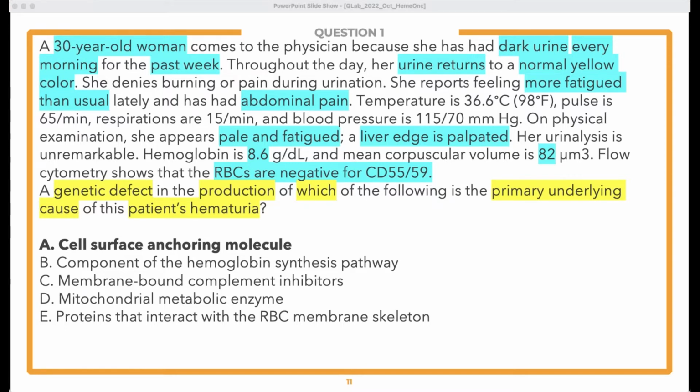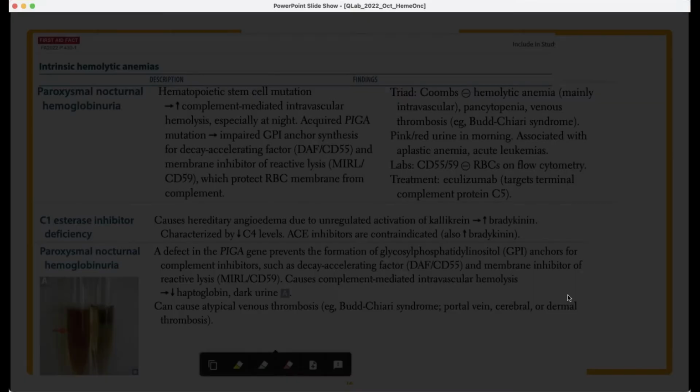Yes, definitely. Nice work, everyone. Way to get started. Hopefully everyone is warmed up and we're ready to hit question number 2.